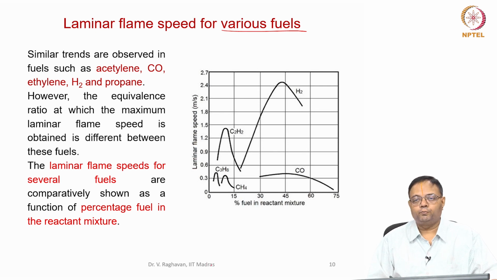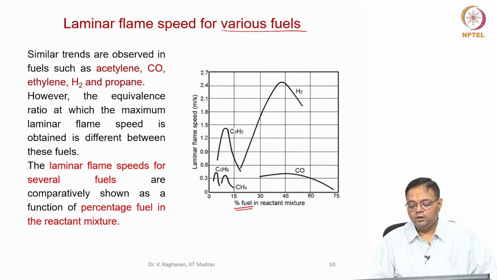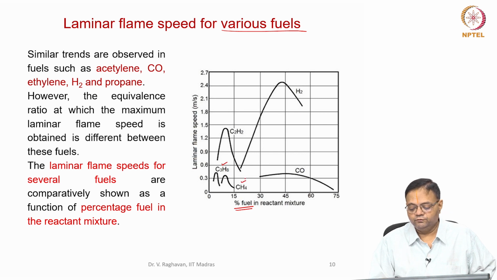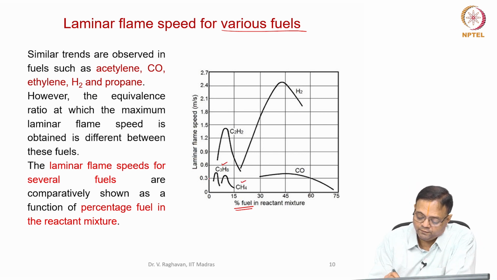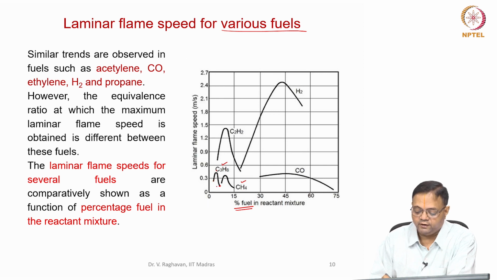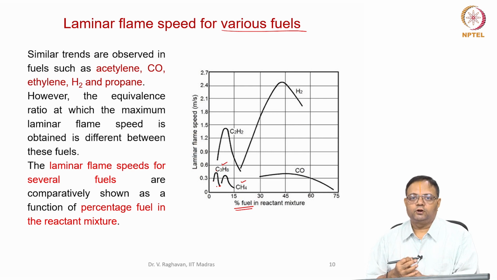Now, in this case, we have not put equivalence ratio on the x-axis, we have put percentage fuel in the reactant mixture. Basically, what we observe here is, let us take the straight chain hydrocarbons CH4 and C3H8. This is percentage fuel in the reactant mixture. That means the lowest value on the left side and the highest value on the right side indicate the lower equivalence ratio and the higher equivalence ratio respectively.